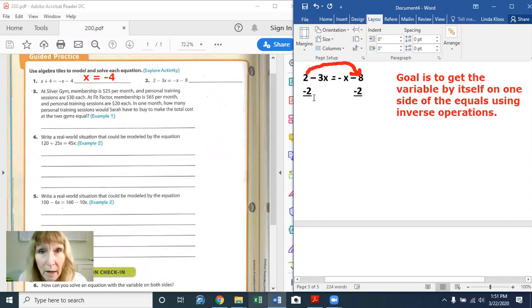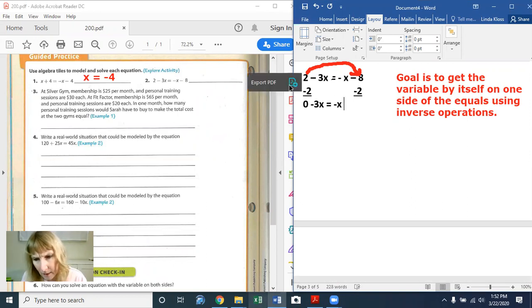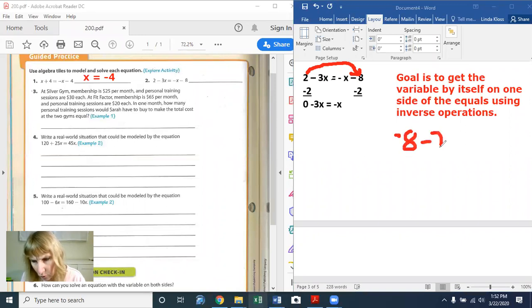Okay, so 2 minus 2 is easy. That's going to be 0. I still have my minus 3x there. Minus 3x equals, still have my minus x here. And now I've got minus 8 minus 2. So let's just write that out here again. We have minus 8 minus 2.